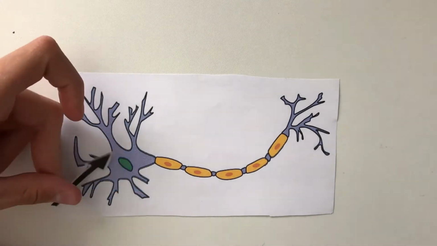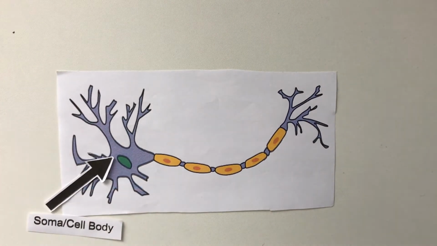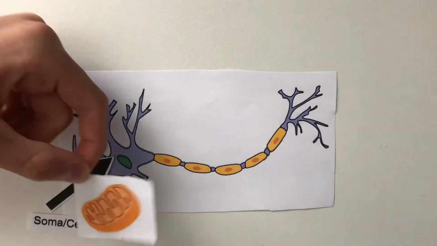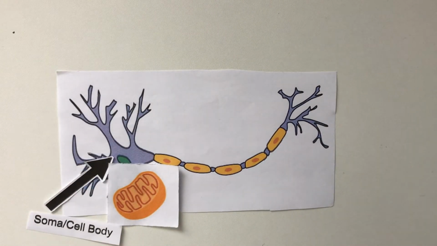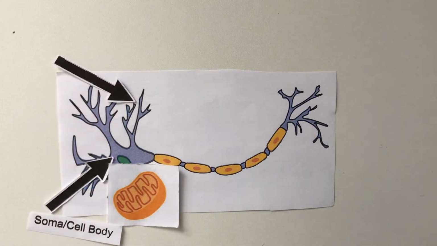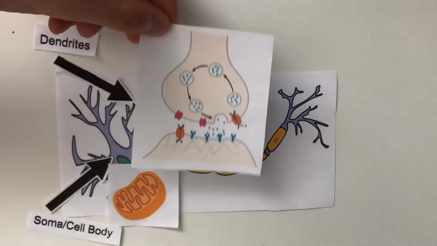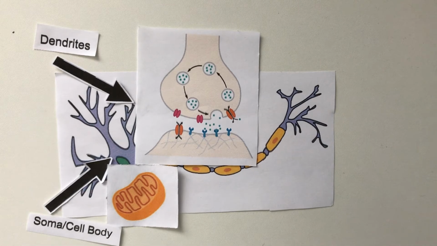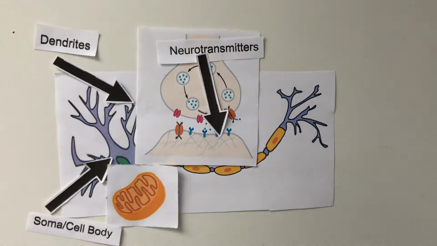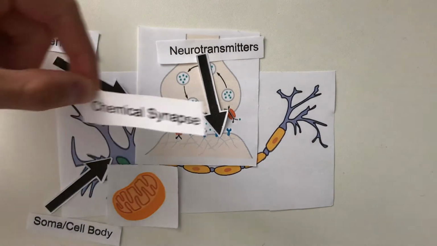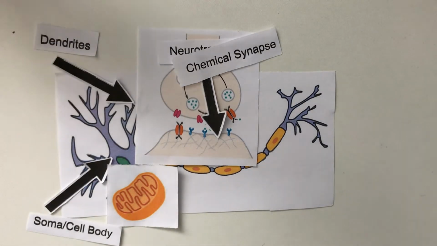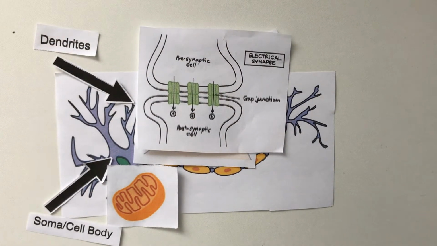This part here is called the soma, or the cell body, and contains the nucleus and other typical subcellular structures like mitochondria. The branches that come off the soma here are called dendrites, and these connect to other neurons by a synapse. Chemicals, known as neurotransmitters, are passed across the synapse, which can either be chemical synapses, which are the most common, or electrical synapses. I will go into more detail about neurotransmitters and synapses in a later video.